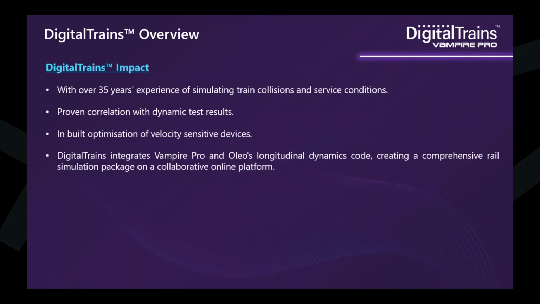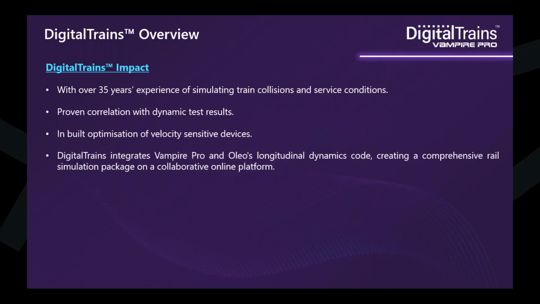And then for impact simulations, Digital Trains combines over 35 years of experience with Olio International's longitudinal crash code and Vampire Pro, creating a powerful all-in-one solution. With the experience behind Digital Trains, we have many examples of close correlation between simulation results and actual dynamic testing, a necessary requirement of international standards such as EN 15227. Digital Trains also allows users to design the performance of complex velocity-sensitive devices such as gas hydraulics, which you use in the couplers. This is done at the touch of a button with the optimization tool, which is inbuilt into the software.